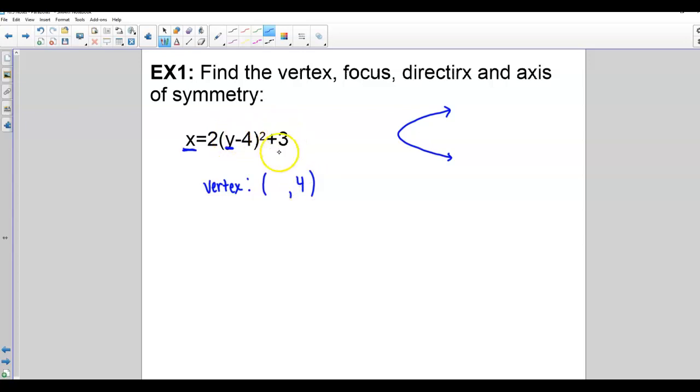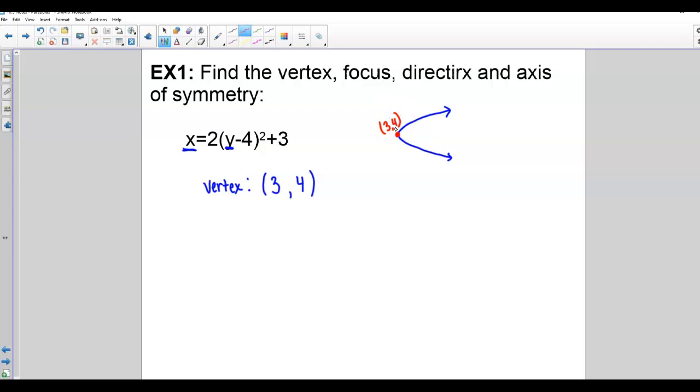Now, that means that this 3 out here, instead of moving the parabola up or down like it would if this was a y equals parabola, is going to move the graph to the right or left, and it's going to be to the right 3 in this particular case. Because this is not inside of the parentheses, you just use the same sign that you have here. So the vertex is really important to find first because that is going to give you a starting point for everything else.